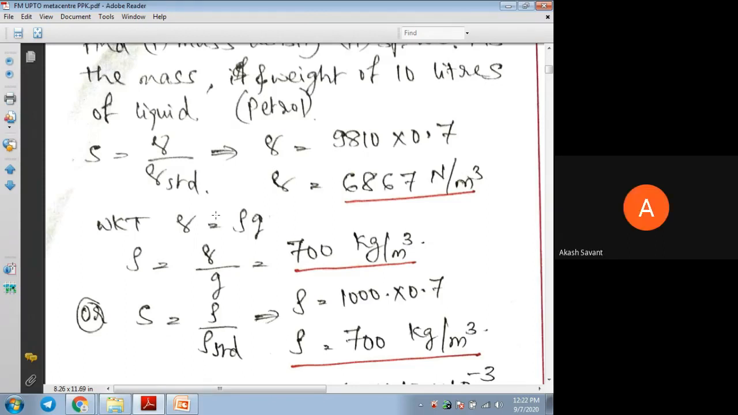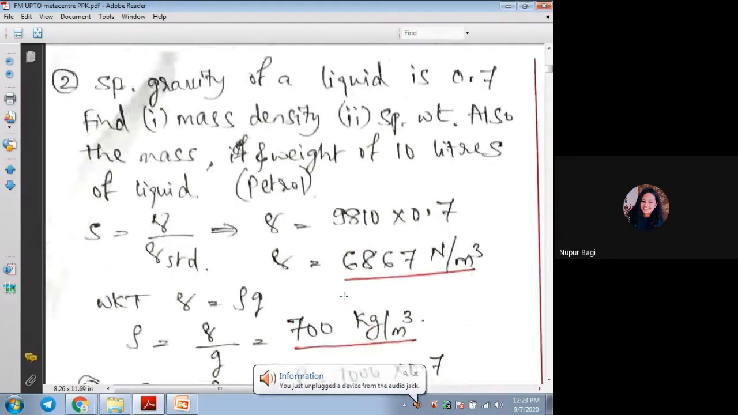Hello, sir. Can you repeat this? Okay, sir. Yes. See, I hope density is clear to everyone. Mass density of the petrol. Yes, sir.